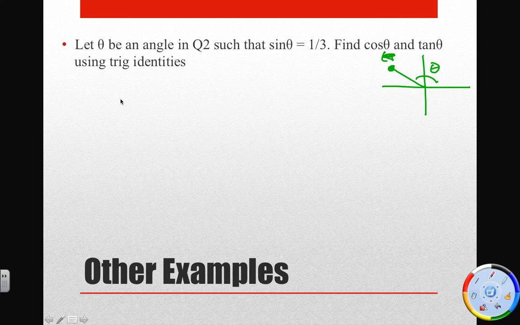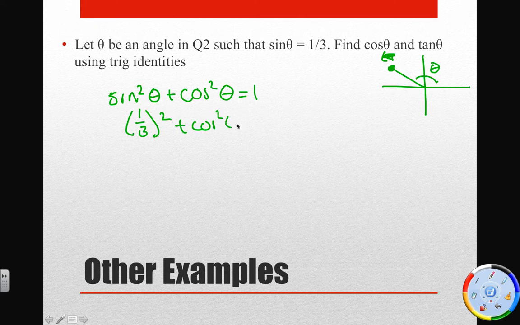But using the trig identities, I know that I have sine squared theta plus cosine squared theta equals 1. And the reason I'm going to do this one is because I can compare sine to cosine, and I can substitute what I know. Well, sine squared is going to be 1/3 squared plus cosine squared equals 1. This becomes 1/9. If I subtract 1/9, I get 9/9 minus 1/9 is 8/9. And I have to square root.